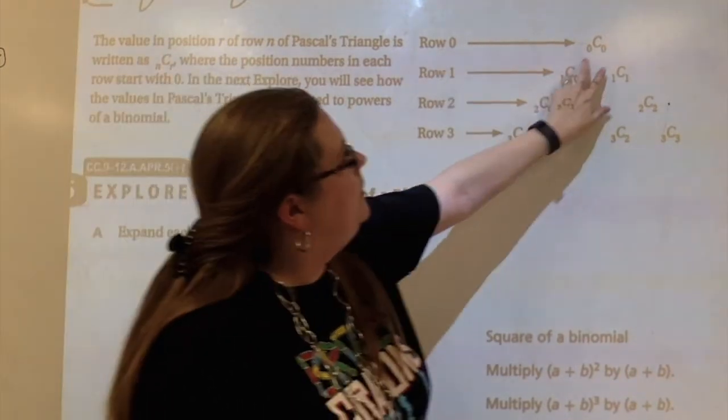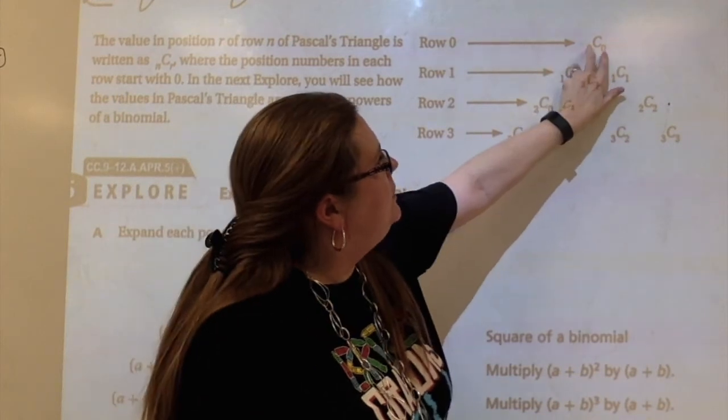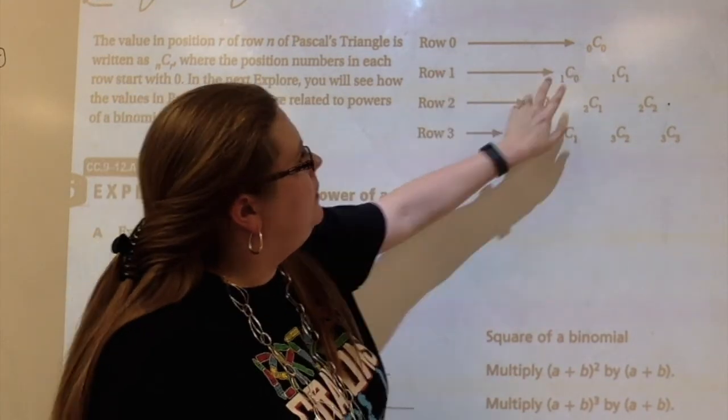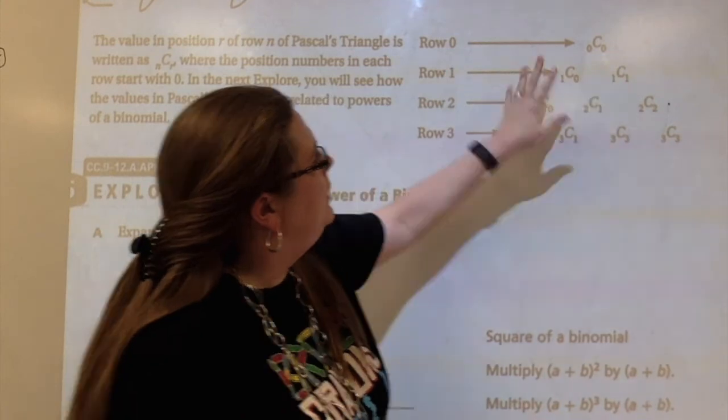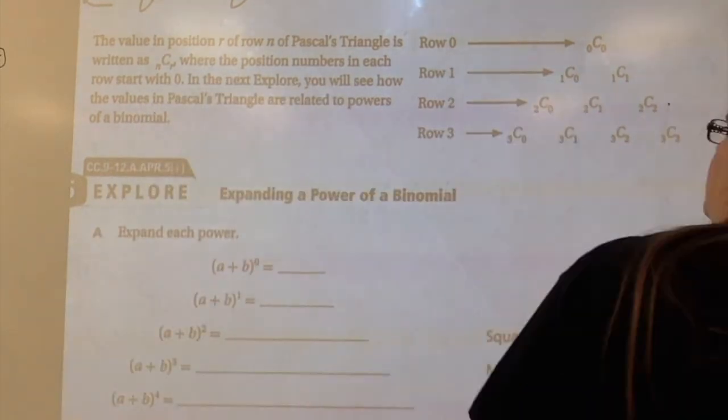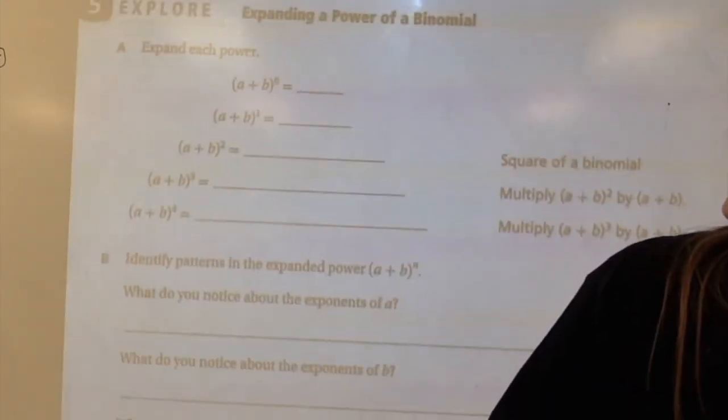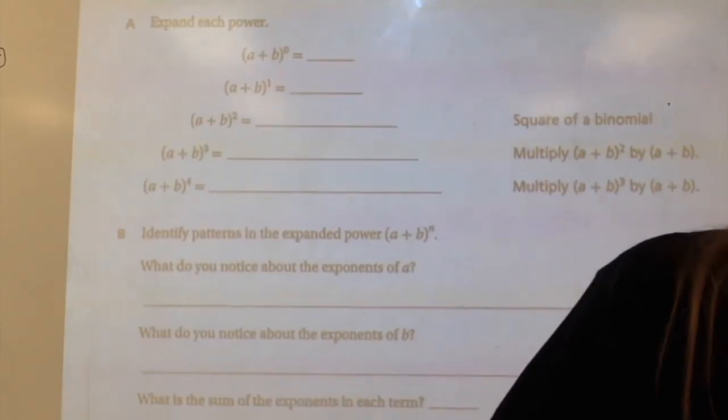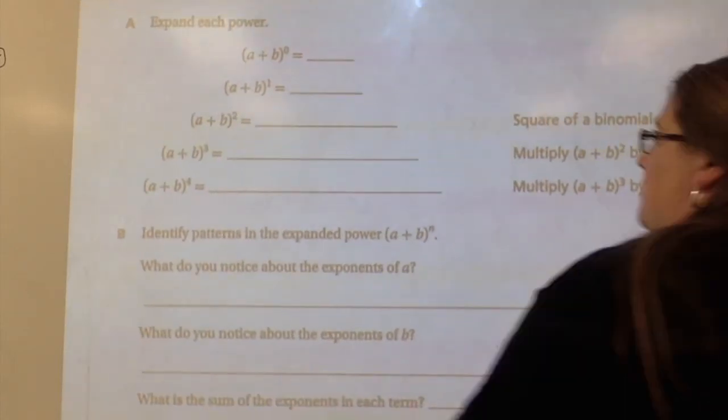So in row 0, this first number has zeros on each side of it. In row 1, you have a 1 and a 0, and then a 1 and a 1, and so on and so forth. That's not critically important, I just wanted to point that out. So for example 5 here, we're going to expand the power of a binomial.